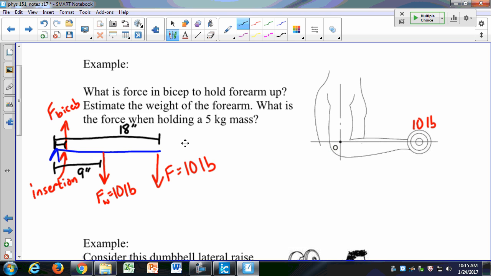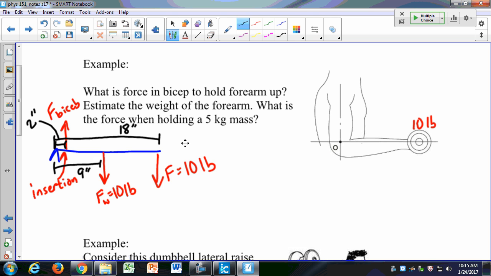The distance from the axis of rotation at your joint to the insertion point where the muscles are actually attached to the bone. It's not that much. It's really just a few centimeters. We'll say a couple of inches just to make the math easier. All right. So let's say that this distance right here to the insertion point is about 2 inches. It's actually less than that.